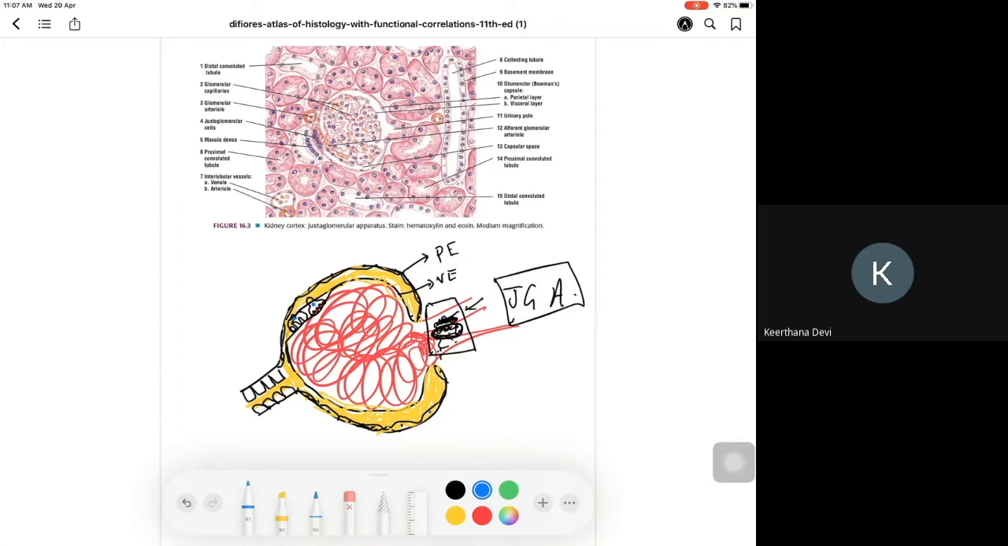Again here there are 4 things you have to remember. There are 4 structures you have to identify in the glomeruli: the capillaries, and the Bowman space bound by the visceral layer and the parietal layer. And there are 2 poles. One is the vascular pole, the other one is the urinary pole. In the vascular pole, you have the juxtaglomerular apparatus.